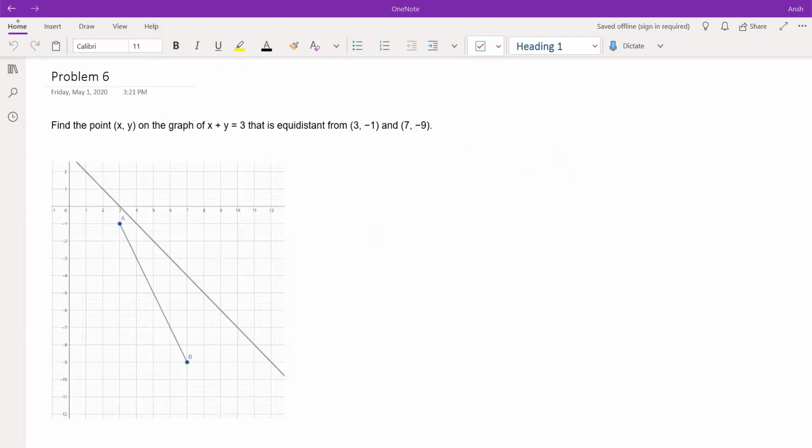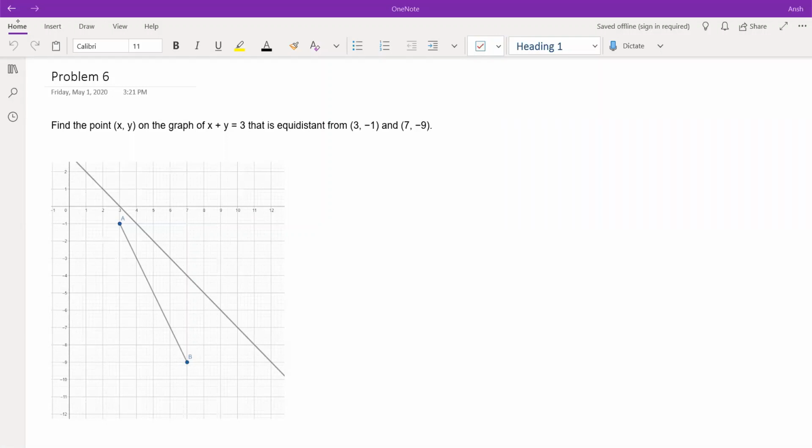All right, so the question states that we want to find a point (x, y) on our line here, which is x plus y equals 3, and it is equidistant from the two points (3, -1) and (7, -9), which we've labeled as A and B respectively here. This seems pretty difficult at first, not really sure how this applies to coordinate geometry.